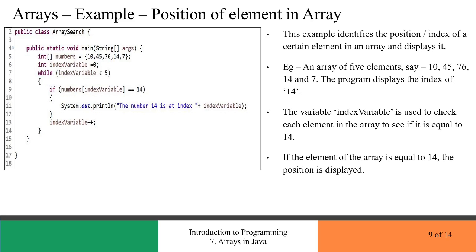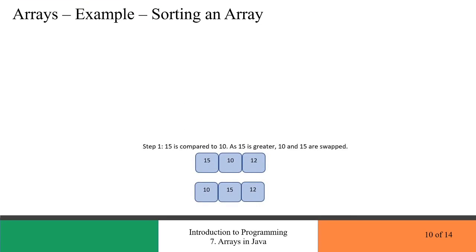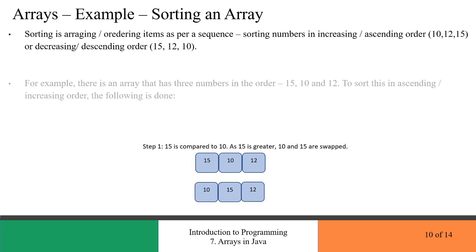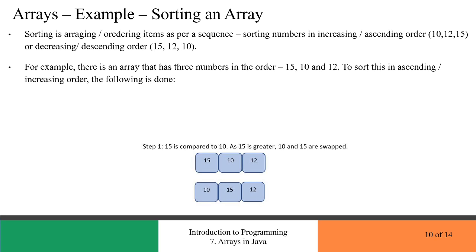Let us go to the next example, which is sorting an array. Sorting is the process of arranging or ordering the elements so that they adhere to a certain sequence. Sorting the numbers happens in one of the two orders, namely an increasing or an ascending order and a decreasing or a descending order. Suppose I have an array that has 3 elements 15, 10 and 12.